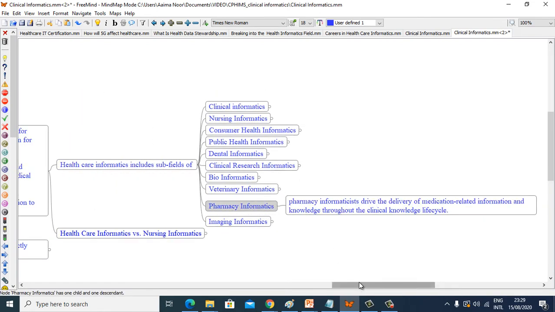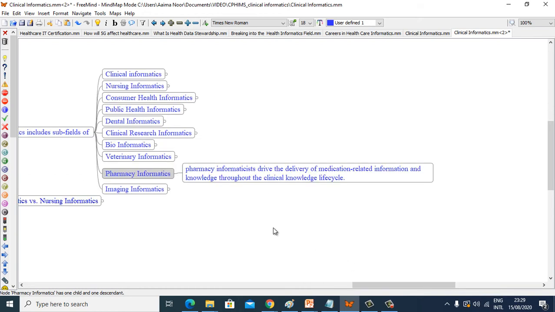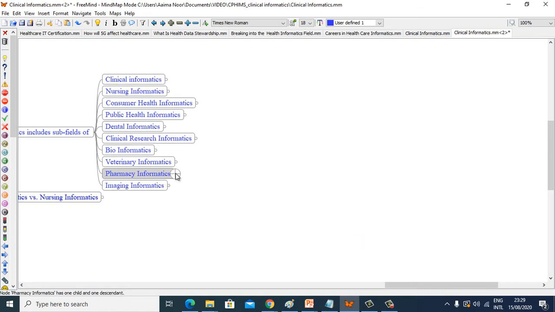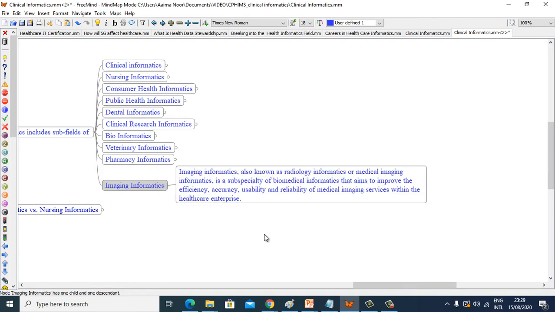Pharmacy informatics. Pharmacy informatics drives the delivery of medicine-related information and knowledge throughout the clinical knowledge life cycle. And imaging informatics. Imaging informatics, also known as radiology informatics or medical imaging informatics, is a subspecialty of biomedical informatics that aims to improve the efficiency, accuracy, usability, and reliability of medical imaging services within the healthcare enterprise.